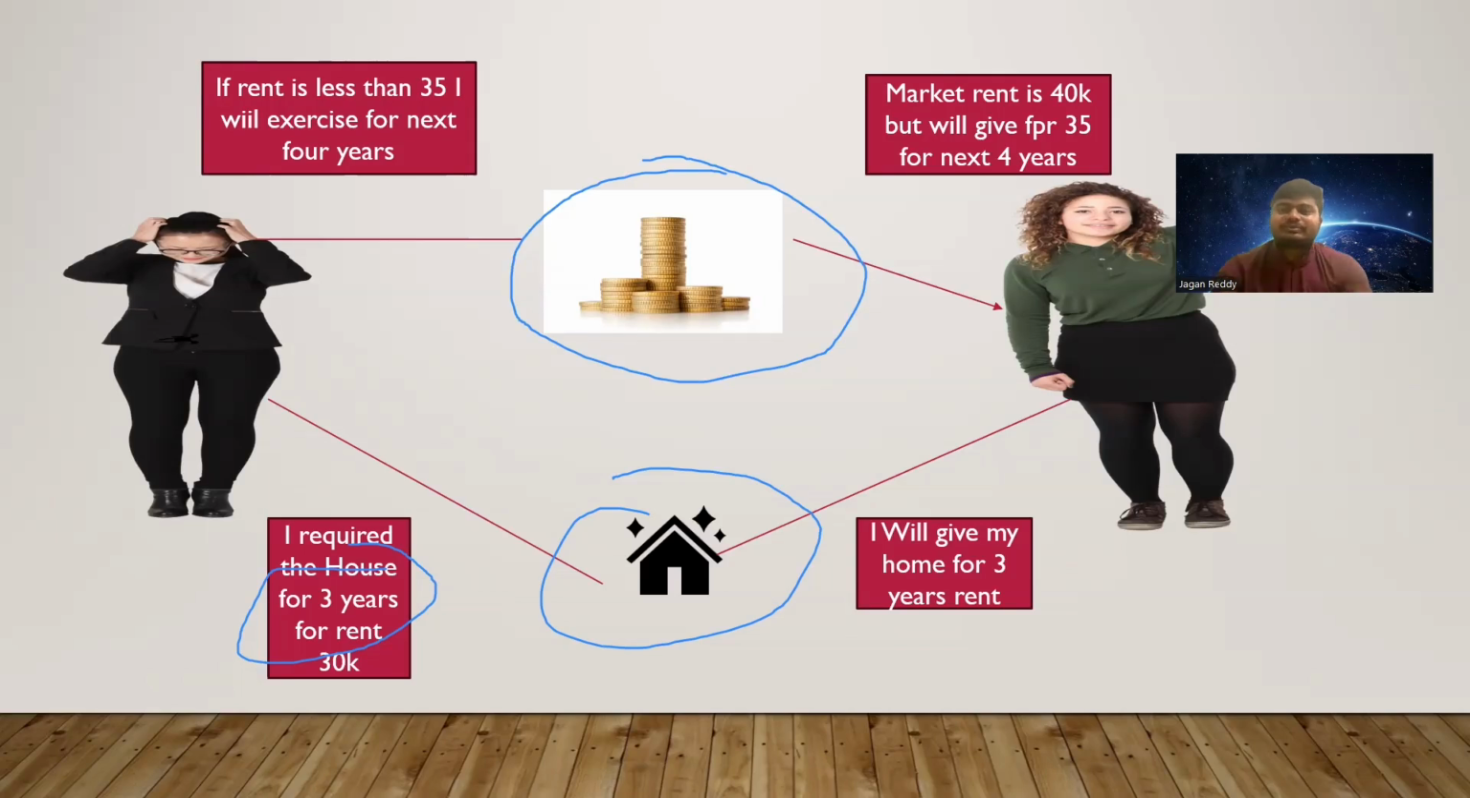For suppose in the same example, in the future the market price of the rent is 30K only. It has not increased, but the lessor is giving an option that I will give it to you for the next 4 years also at 35K. Is it beneficial to the lessee? No. So here the lease term is 3 years only. If it is beneficial to the lessee, then it should be added. If it is not beneficial to the lessee, then it should not be added in the lease term. Have you understood this concept?